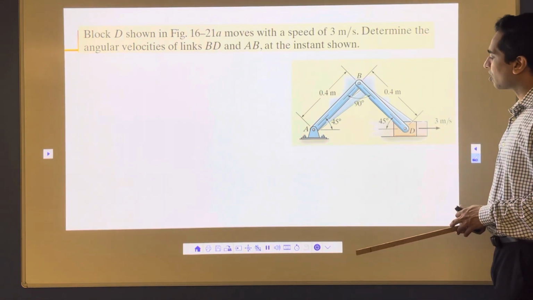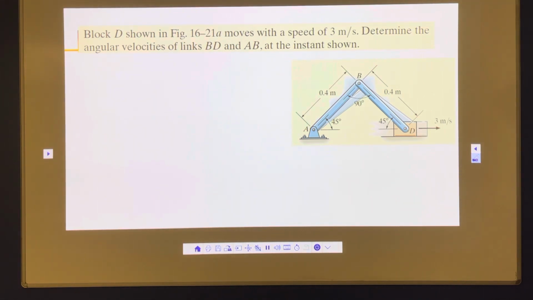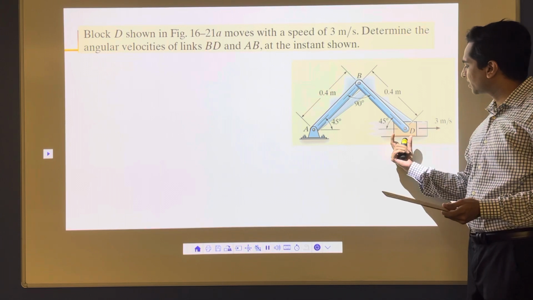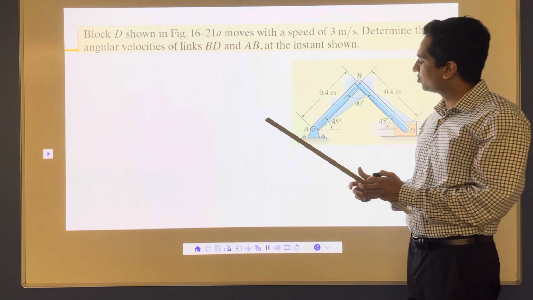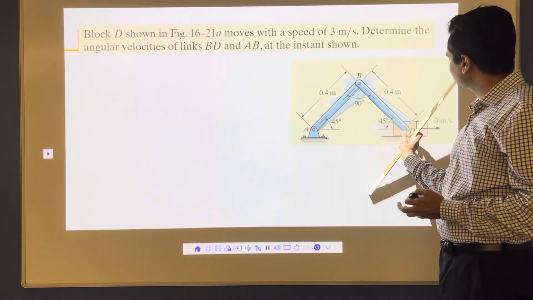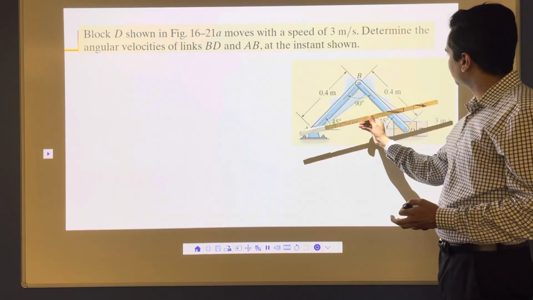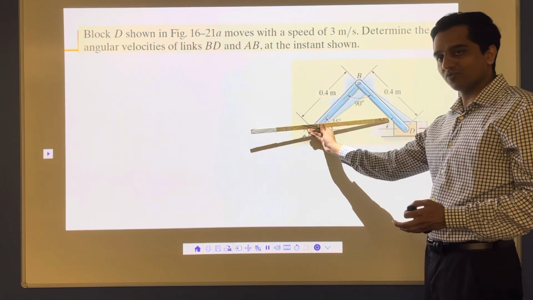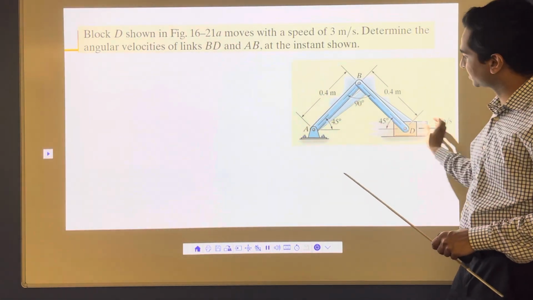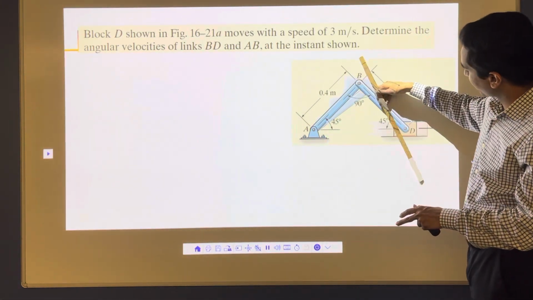Now what we have in this problem is this piston D here, and this piston D is moving in this direction, to the right-hand side, and you can imagine this mechanism. As it moves, this BD will go like this, from here to here, and then this AB will go in a downward direction. And then BD will go like this here.